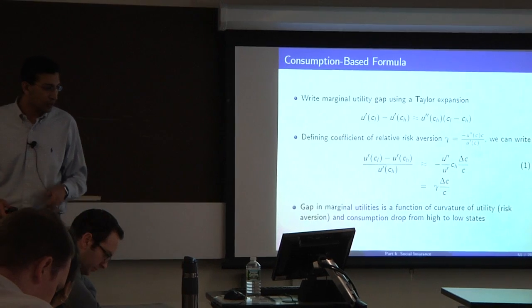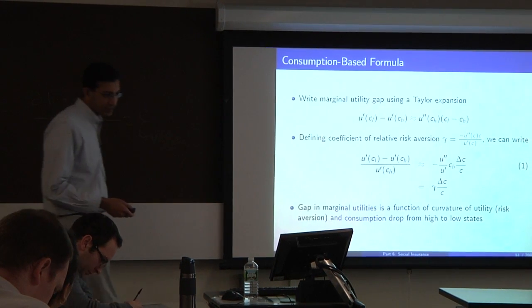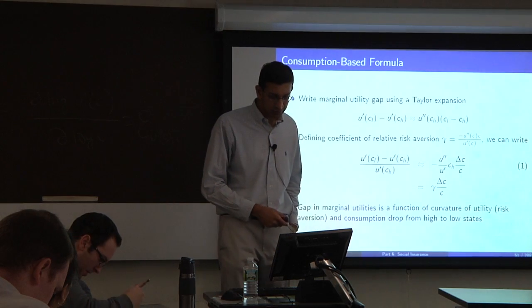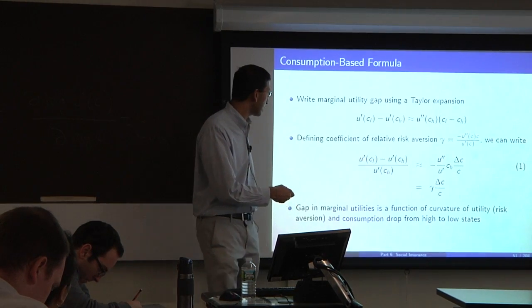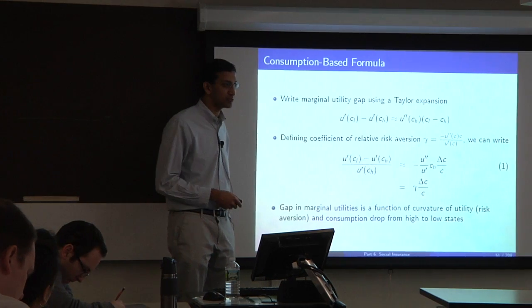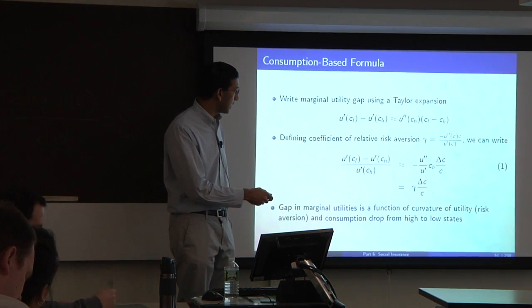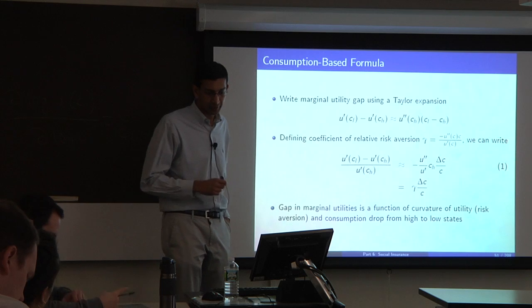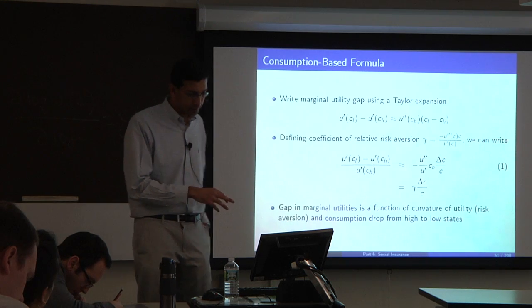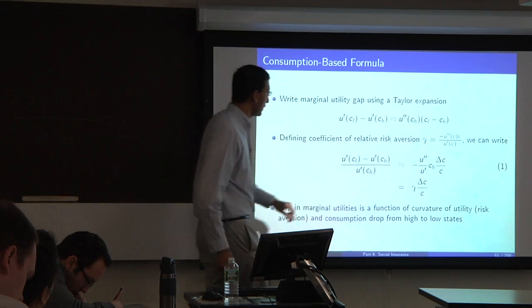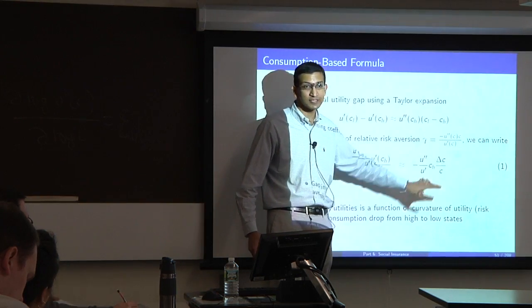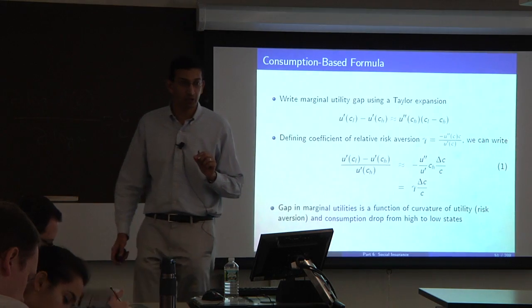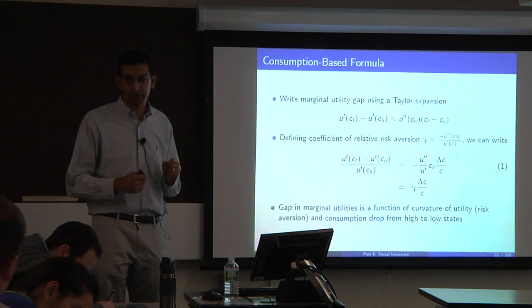Okay, so given that definition of the coefficient of relative risk aversion and the Taylor approximation, we can write this gap in marginal utilities that we're trying to recover as u prime prime over u prime times CH. Again, we're just evaluating this thing at CH. Times delta C over C. And delta C over C is the percentage drop in consumption from the high state to the low state.